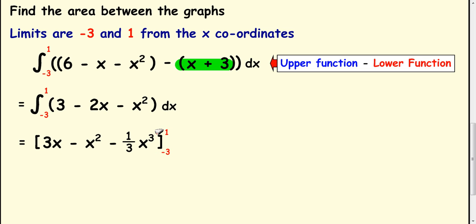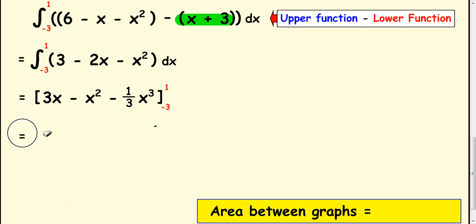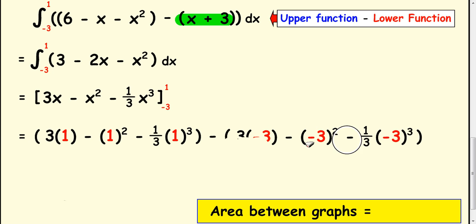Sub in your upper limit first, so put your 1 here, here, and here. Do a takeaway, and then do your negative 3 here, here, and here. It's just going to look like this. So that's just putting the 1 in the 3 places, take away and putting the negative 3 in the 3 places.